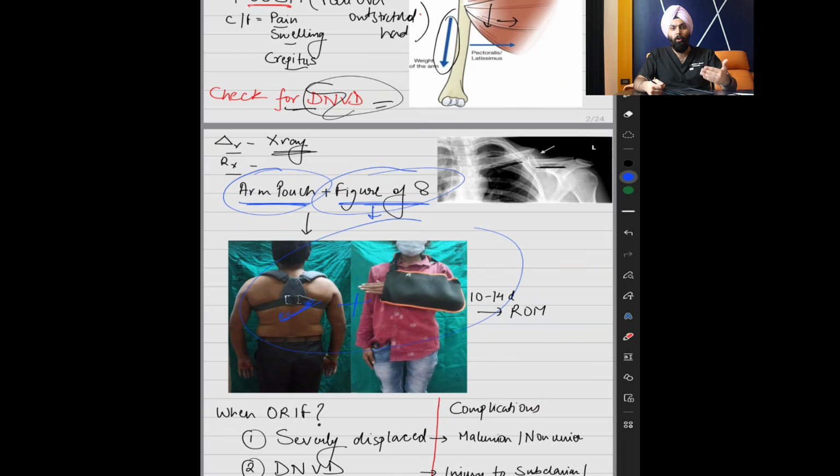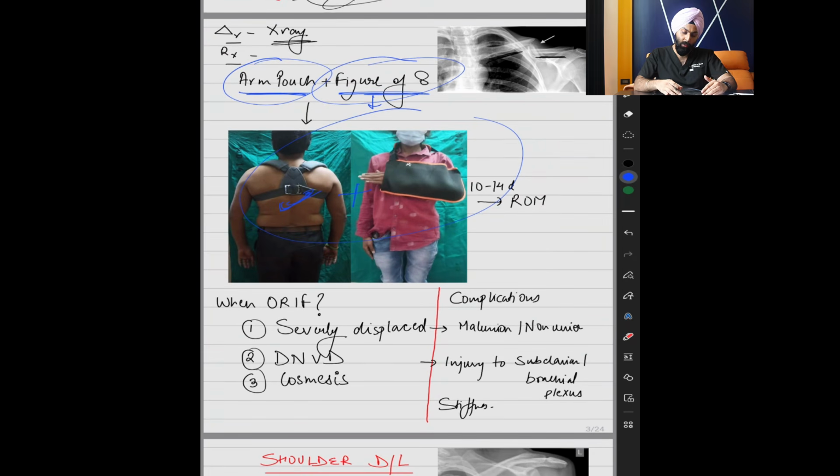आफ्टर दैट ऑलमोस्ट 2 से 3 हफ्ते का वी गिव द पेशेंट आर्म पाउच एंड फिगर ऑफ 8. स्टार्ट विद जेंटल रेंज ऑफ मोशन एक्सरसाइजेस एंड दे यूनाइट ब्यूटिफुली. When do we need to operate clavicle fractures?